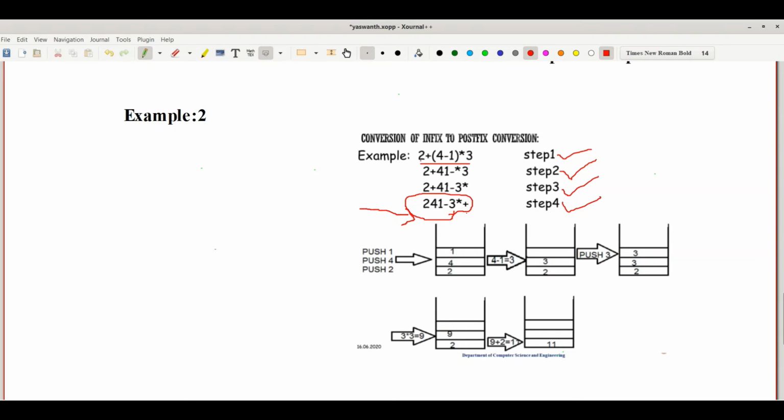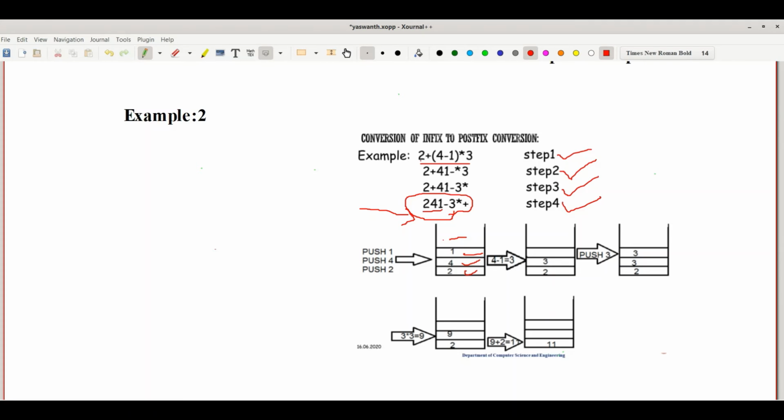After getting this postfix expression, we have to push the values into the stack. What is there? 2 4 1. These are all the operands. So first I am pushing the 2, and 4 I have pushed, another 1 I have pushed. What is the next character? The minus character is there.